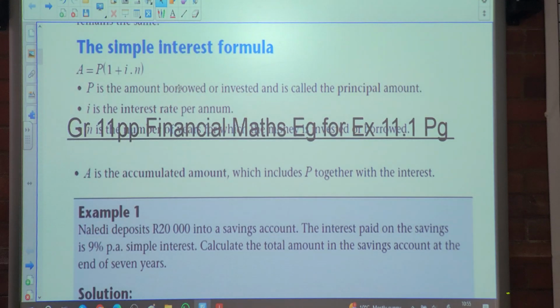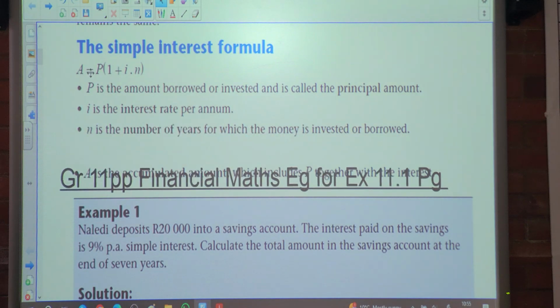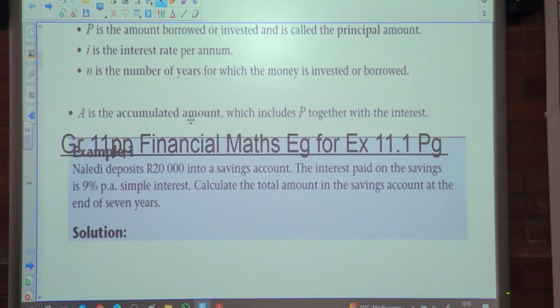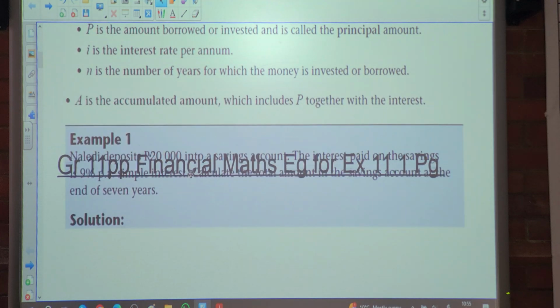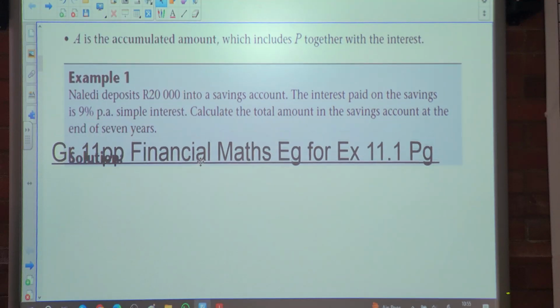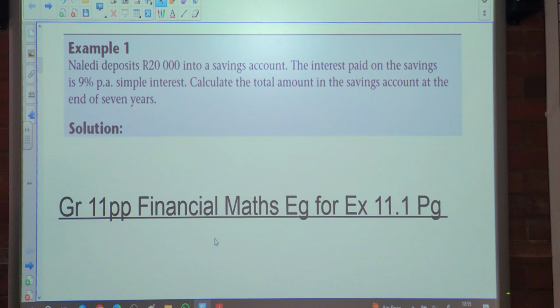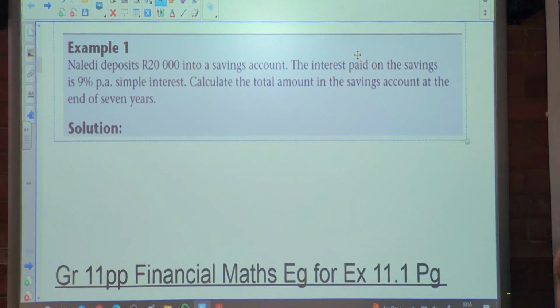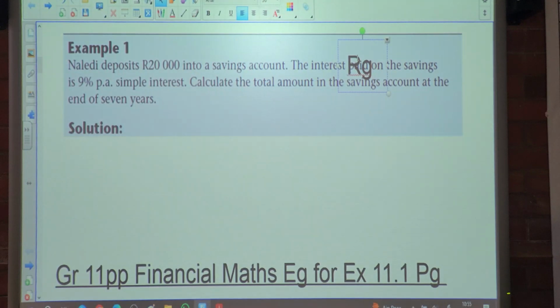The annual interest rate remains the same. Then we are told that the simple interest formula, as we were exposed to in grade 8, 9 and 10, is A is equal to P into 1 plus I times N, where P is the borrowed amount, I is your interest rate per annum, N is your number of years for which the money is invested or borrowed. A is the accumulated amount, which includes your principal together with your interest. Let's look at the first example. The first example is on page 366.